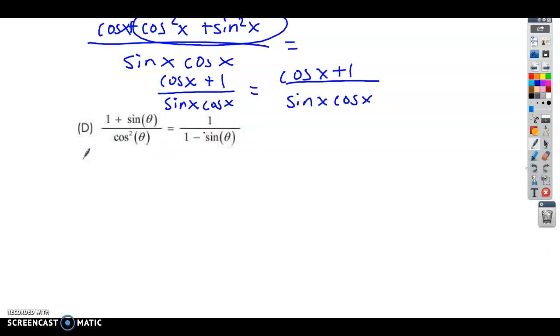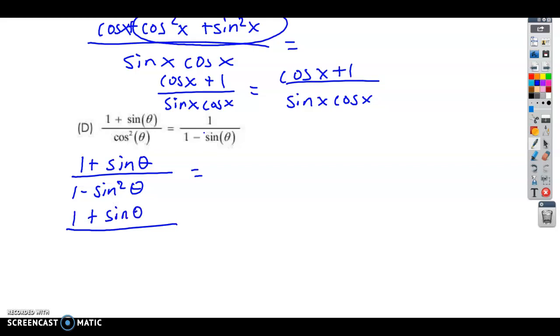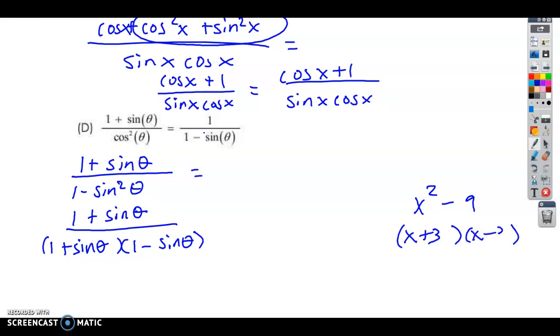All right, so I'm going to start on the left. 1 plus sine theta over, now I'm going to rewrite cosine squared as 1 minus sine squared. Now, if I factor 1 minus sine squared, leaving the numerator the same, this is the difference of two squares. So this is 1 plus sine of theta and 1 minus sine of theta. It's the same thing as if you're factoring, like, x squared minus 9. That's going to be x plus 3 and x minus 3.